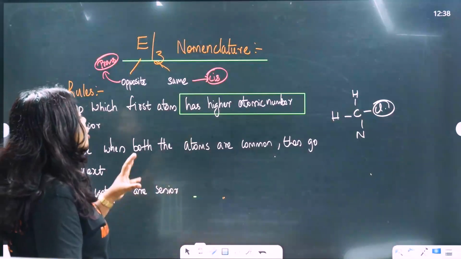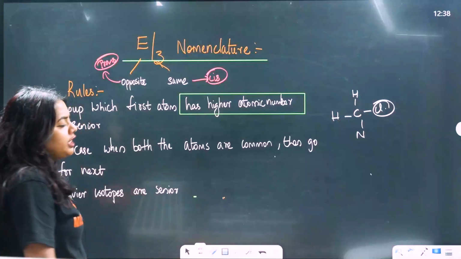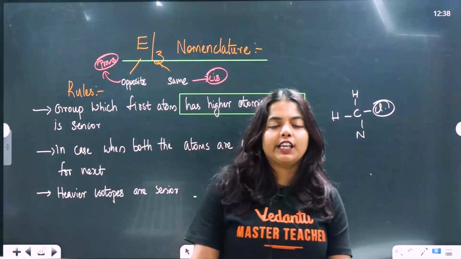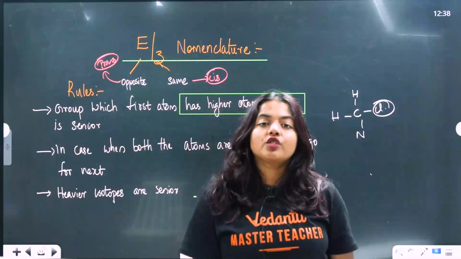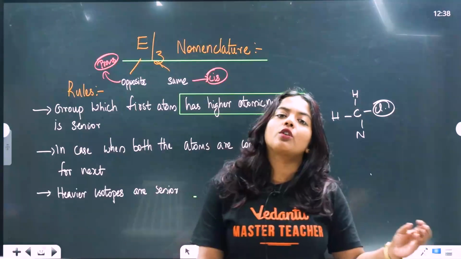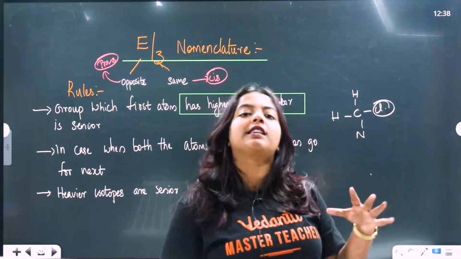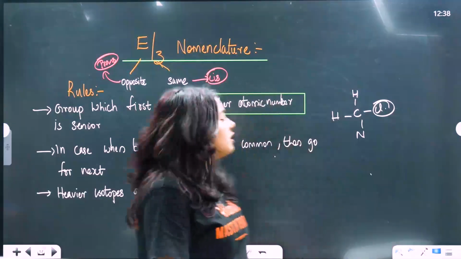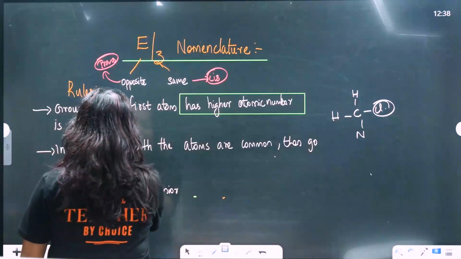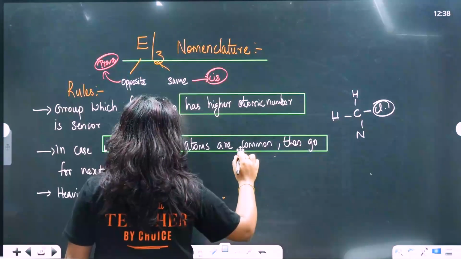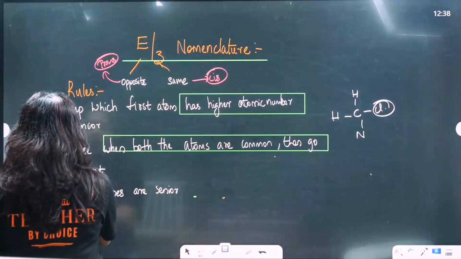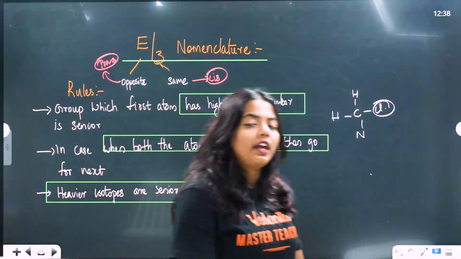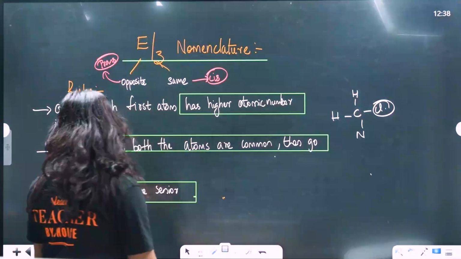In case both the atoms are common, then go for the next. For example, the carbon has two valences and again a carbon has come, one is CH2 and one is CH3, so you have to go for the next one. Otherwise, if one is CH3 and one is CH2Cl, you have to choose CH2Cl as the senior one. Clear? So when both atoms are common, you go for the next. Heavier isotopes are senior. Heavier isotopes of hydrogen are considered the senior one.